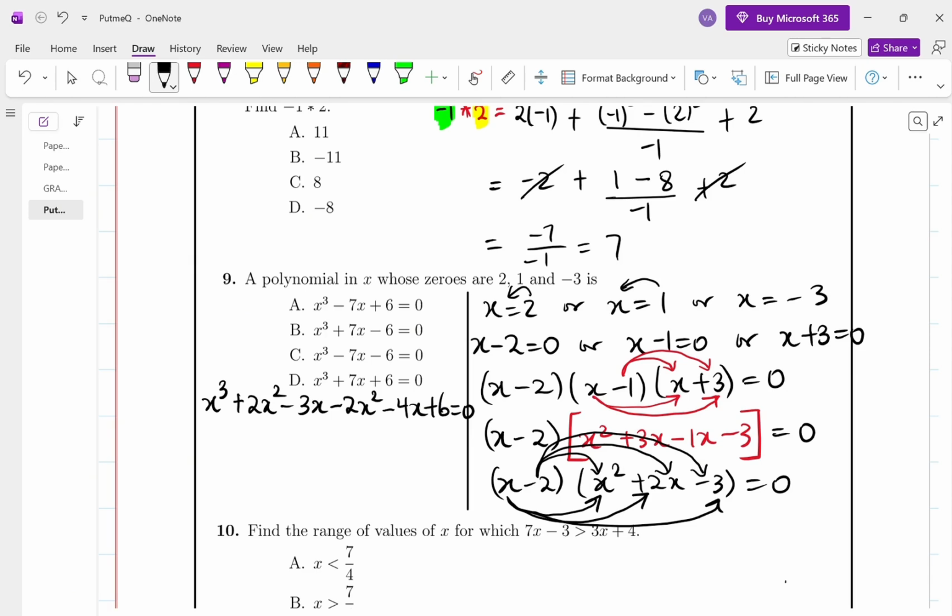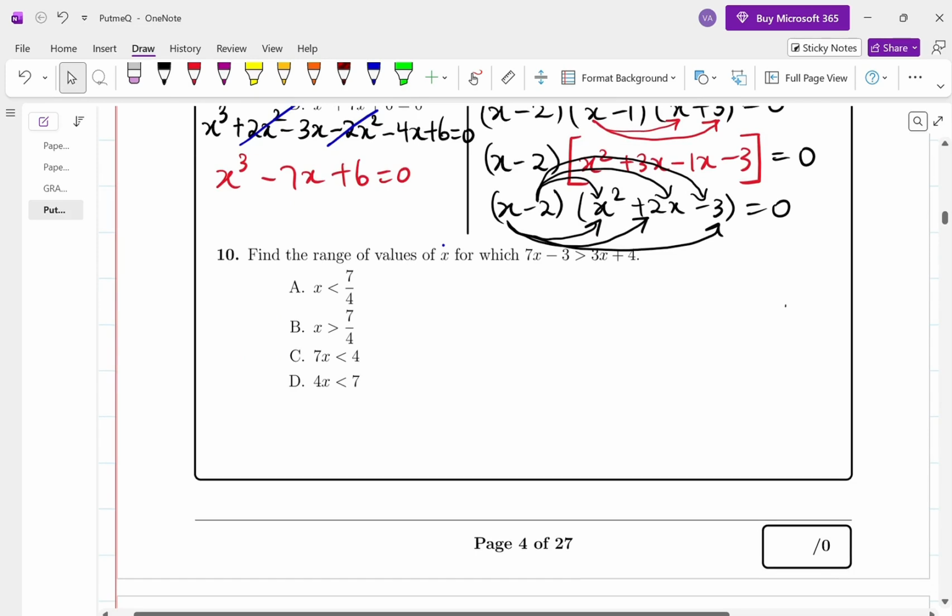Now if you notice, 2x squared minus 2x squared is gone. It's going to give us 0. So the answer becomes x cubed minus 3x minus 4x, which is minus 7x, and then plus 6 equal to 0. So the answer becomes A. So that's our answer. Let's move to the next one.